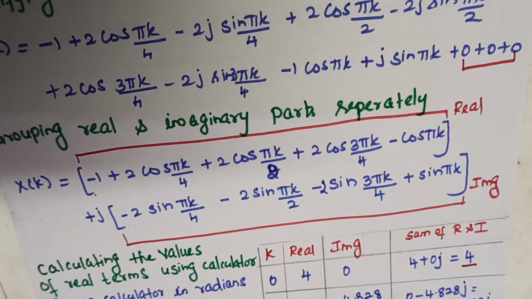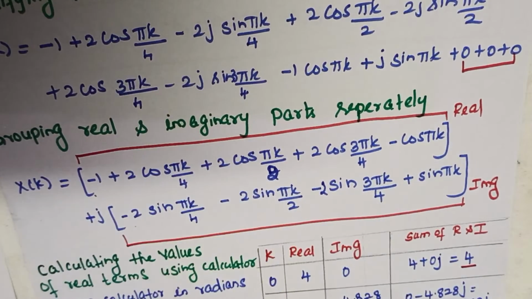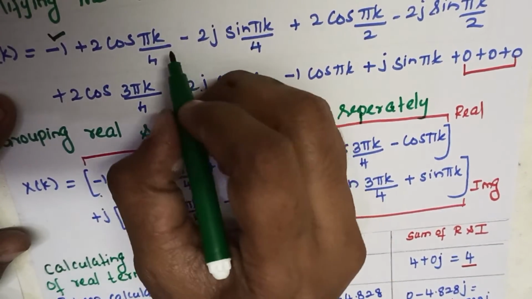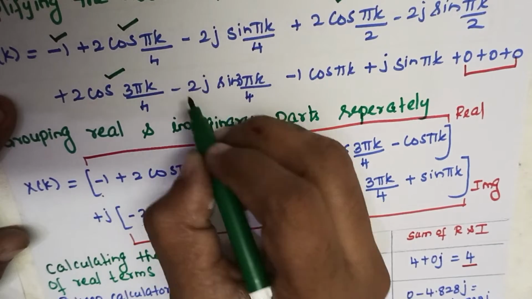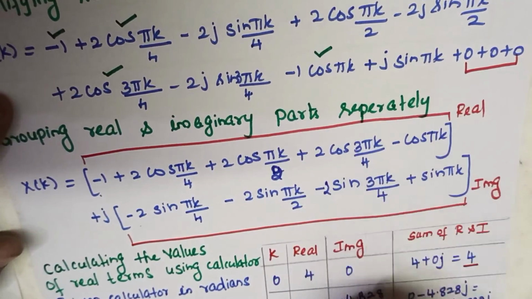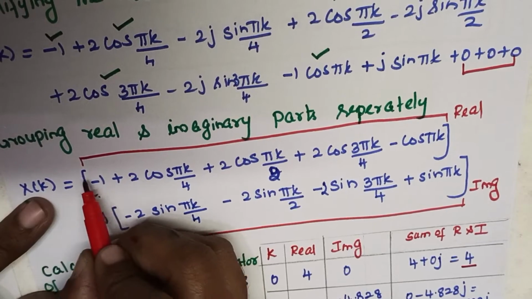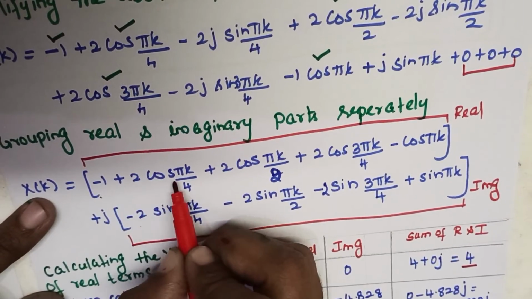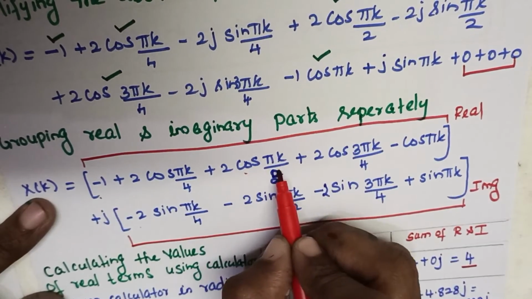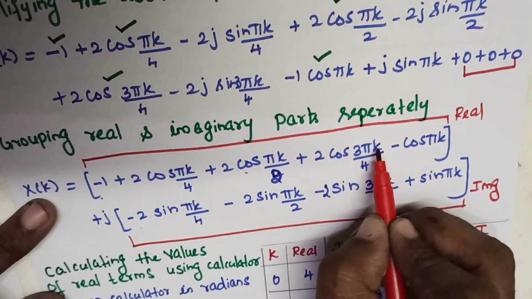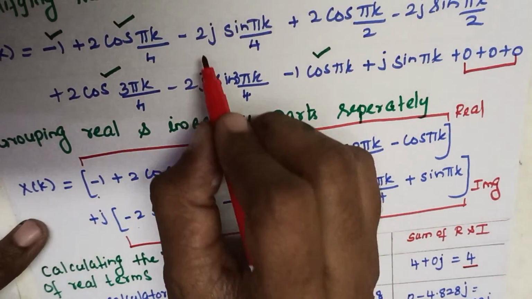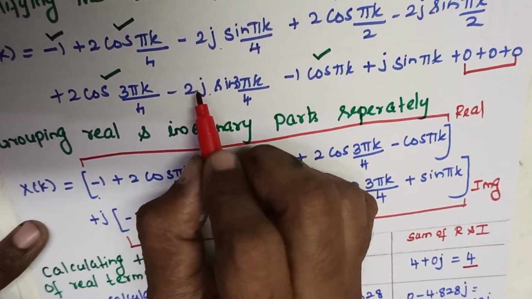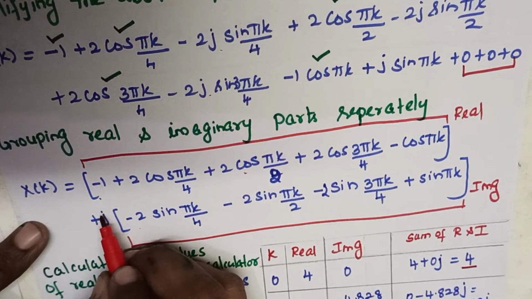So, if you compare this equation, here the real terms are minus 1, 2 cos pi k by 4, 2 cos pi k by 2, 2 cos 3 pi k by 4, minus cos pi k. So we are taking the real terms separately here. Minus 1, 2 cos pi k by 4, 2 cos pi k by 2 plus 2 cos 3 pi k by 4 minus cos pi k, plus all the imaginary terms are going to have j. So we are taking j as common, plus j.